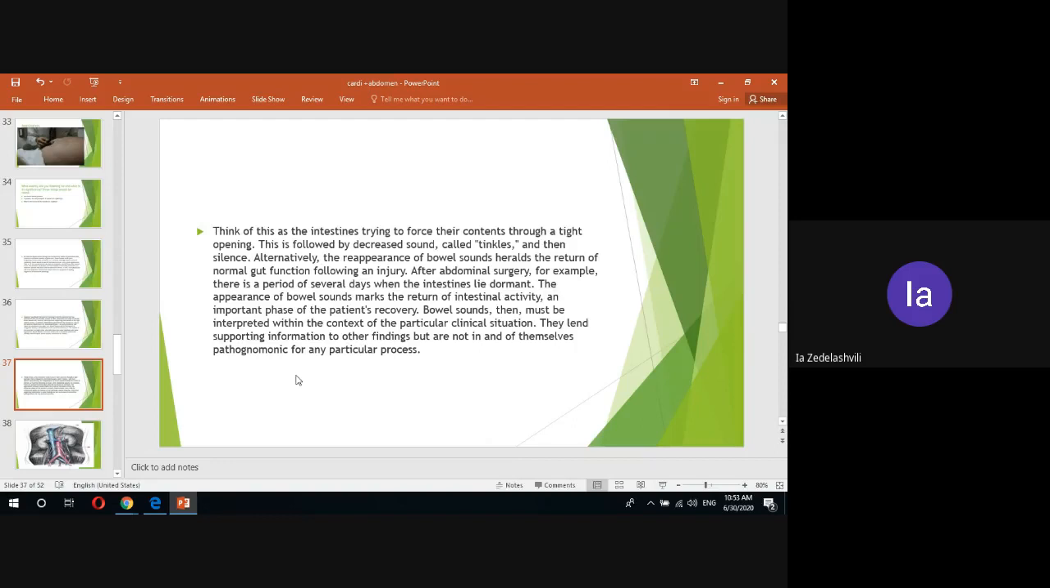After abdominal surgery, for example, there is a period of several days when the intestine lies dormant. The appearance of bowel sounds marks the return of intestinal activity, an important phase of the patient's recovery. Bowel sounds then must be interpreted within the context of the particular clinical situation. They lend supporting information to other findings but are not in and of themselves pathognomonic for any particular process.